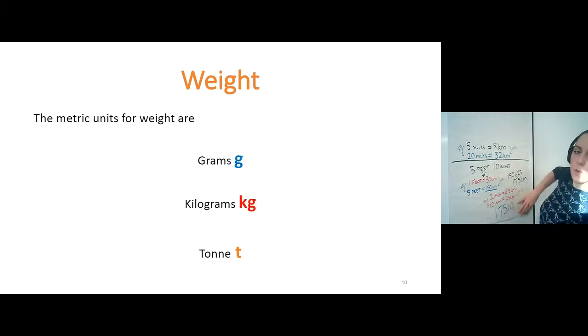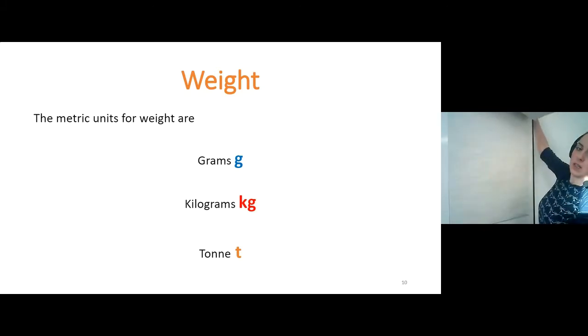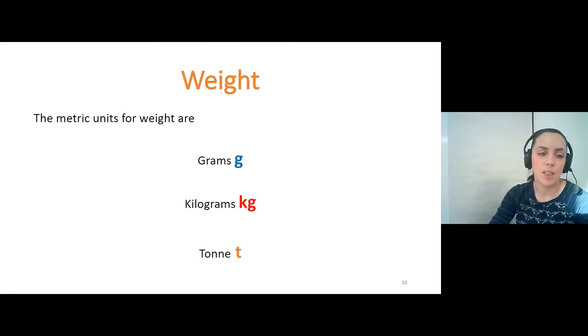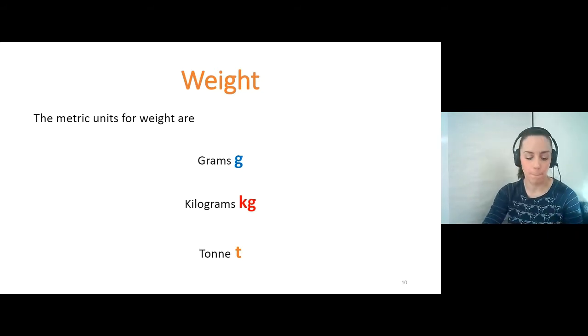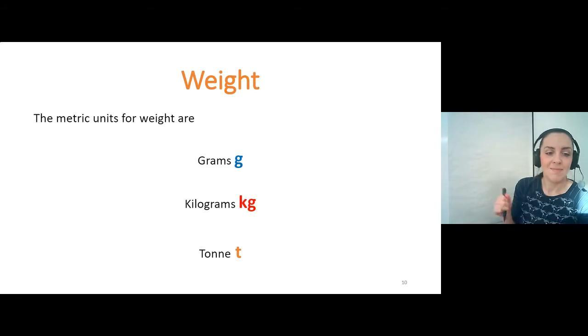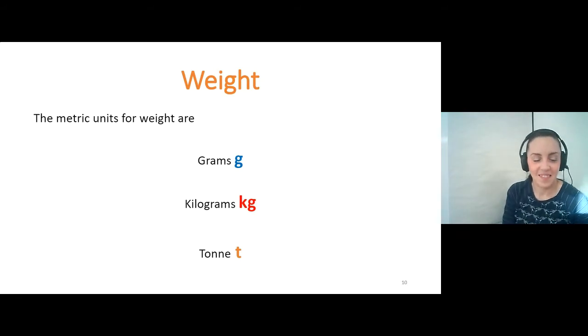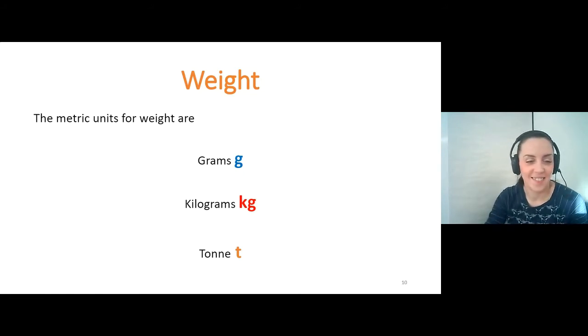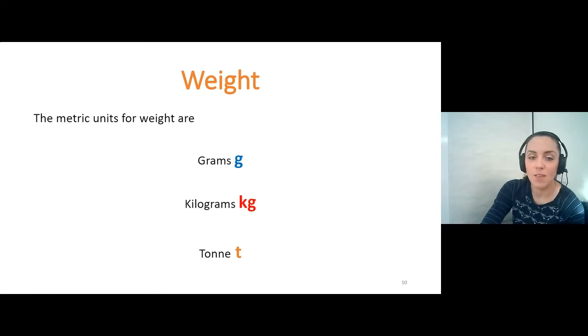So the metric units for weights: grams, kilograms, and ton. What does kilo mean? Everybody pop an answer in the text chat box. What does kilo mean? Wonderful. Kilo means 1,000. Yeah, exactly. So with kilo, you can guess how many grams are in a kilogram, and ton we have as well.